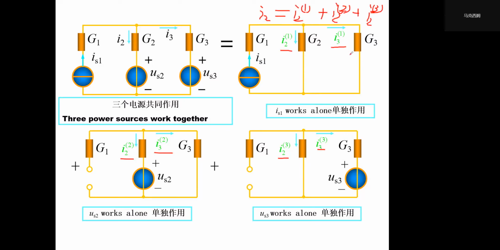Once we solve those three simple circuits, we have the branch currents under each case, and we add them up together to reach the original I2 and the original I3. Because this is a linear system, it satisfies the superposition theorem. So we could divide it into three simple circuits.